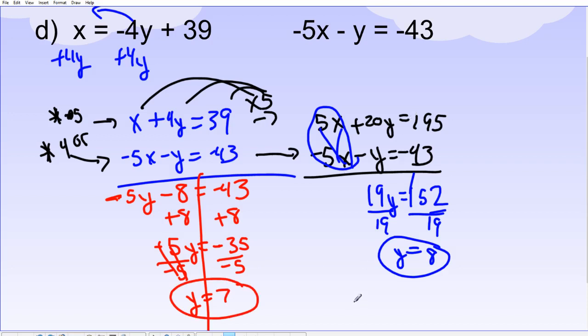Whoa, whoa, whoa. Oh, that's supposed to be an x, right? That's my x variable, not my y variable. x is equal to negative 7. I was like, wait, well, I have two y's? So my solution is the point when x is negative 7 and y is 8.